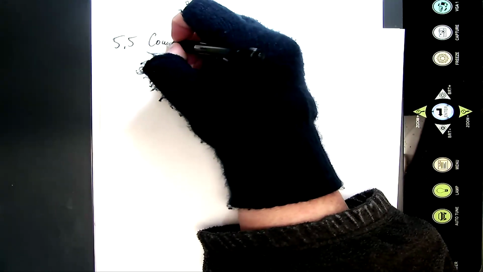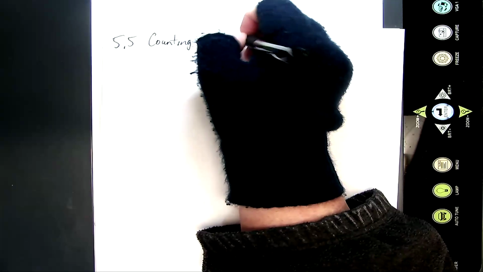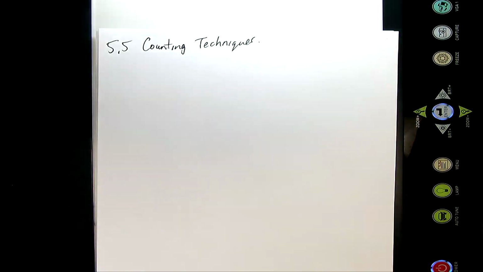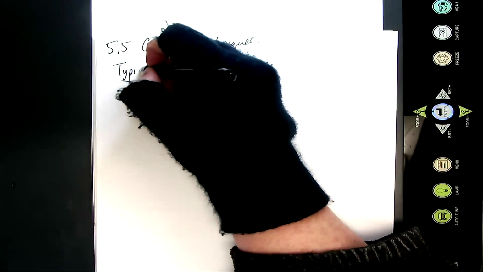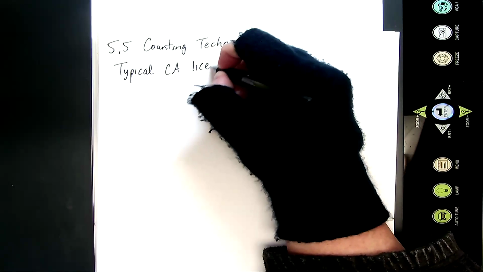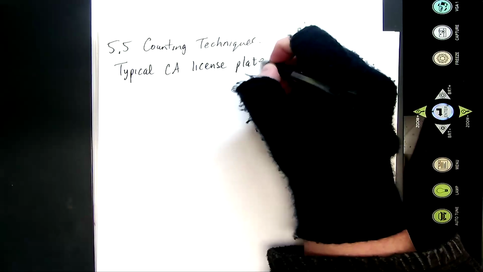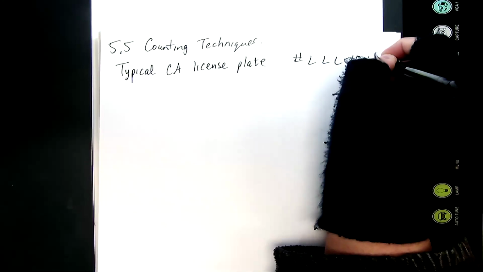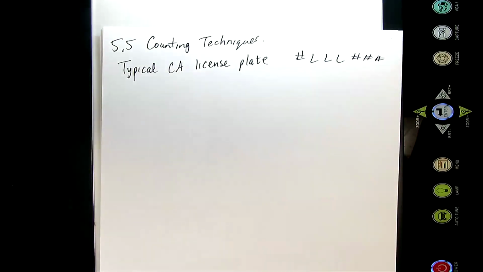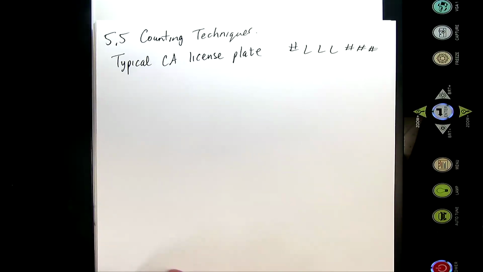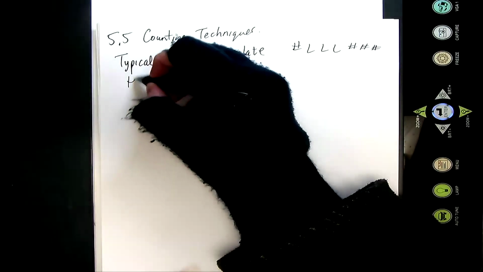Alright, let's focus. Get this done, counting techniques. I don't know if this has changed, but the typical license plate in California, if you don't request your own, follows the following sequence. It has a number, then 3 letters in a row, and then 3 numbers. If you just get a random plate, that's how it used to be. We're gonna pretend it didn't change. How many different combinations are possible?